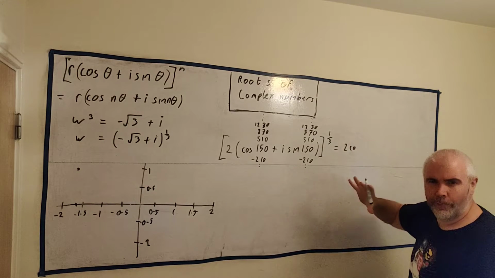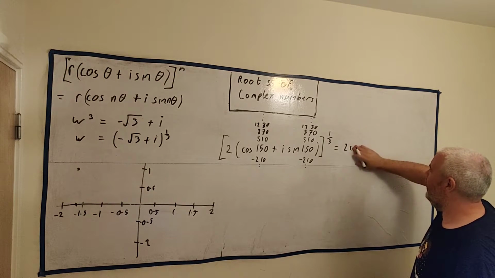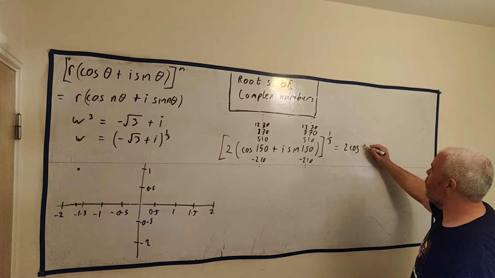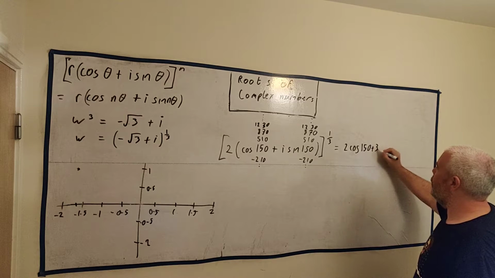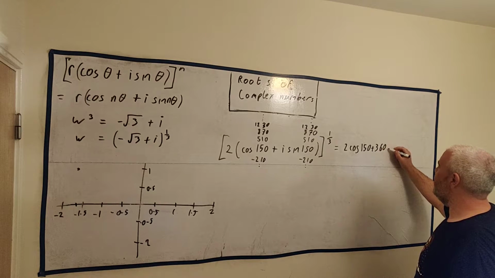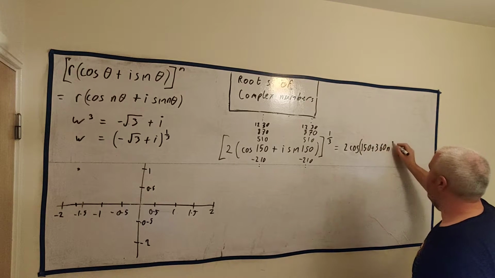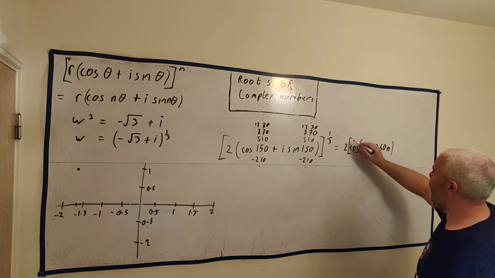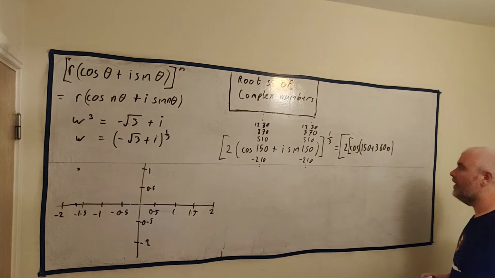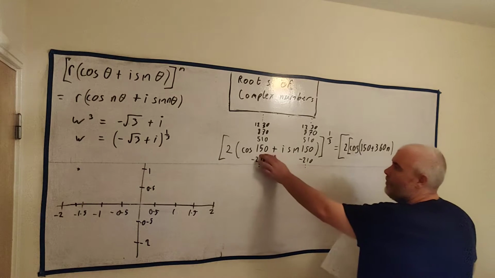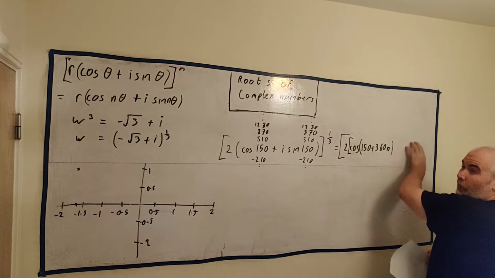I'll run out a bit of room, so it might get small on the camera. I apologize for that. 2 cosine of 150 plus 360n. So let's put in more brackets here, so instead of 150, I'm writing this.